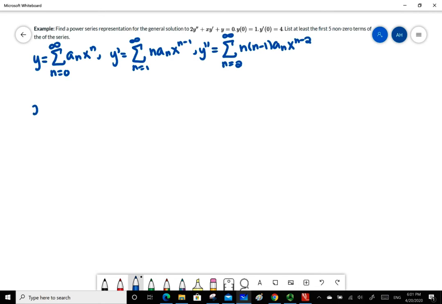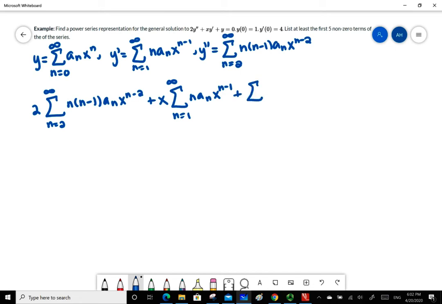Plugging these in, we get 2 times the sum from 2 to infinity, n times n minus 1 a sub n x to the n minus 2, plus x times the sum from n equals 1 to infinity of n a sub n x to the n minus 1, plus the sum from n equals 0 to infinity of a sub n x to the n equals 0.